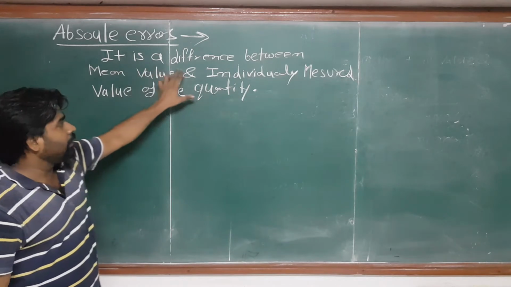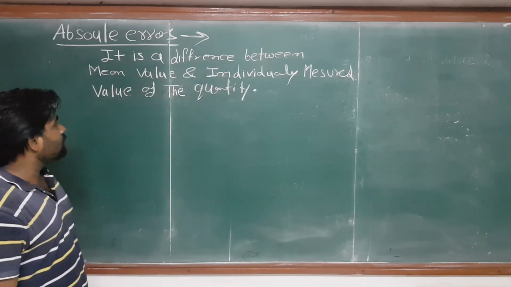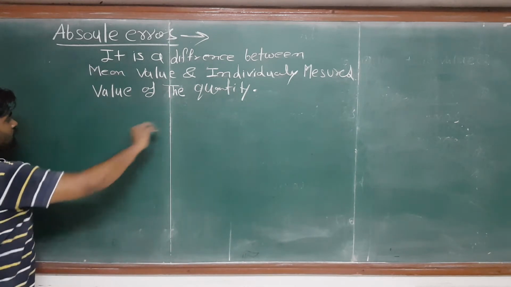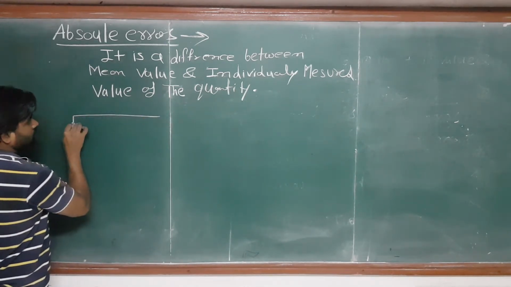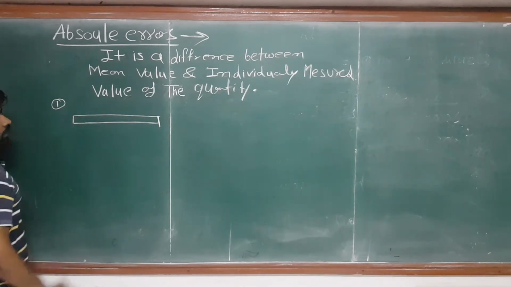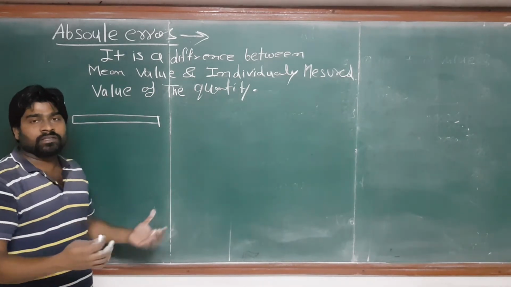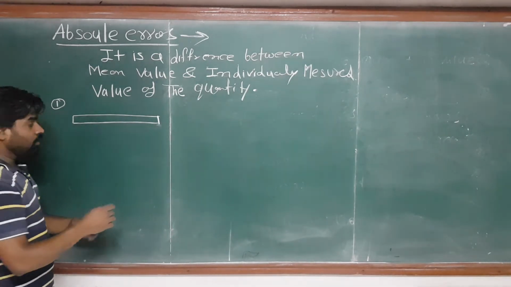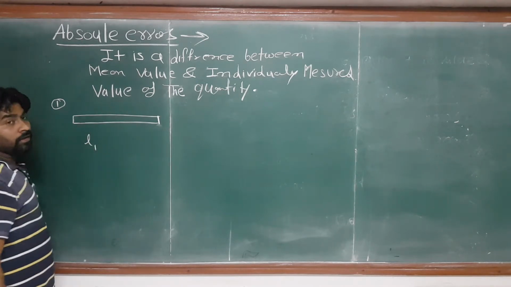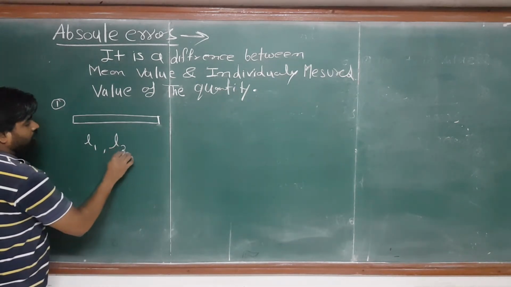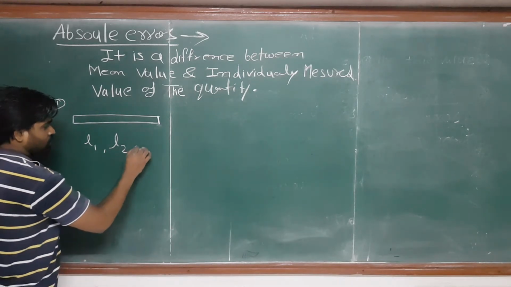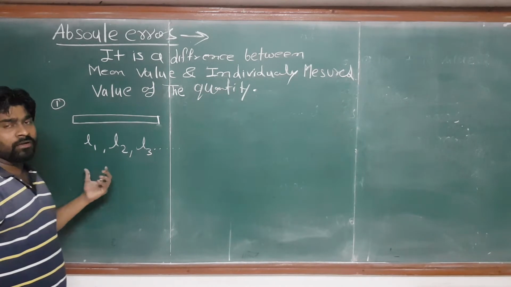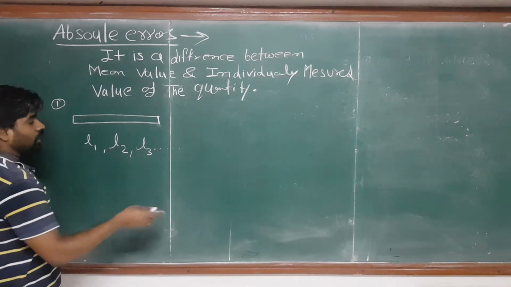The absolute error is the difference between the mean value and the individual measured value of the quantity. So this is its definition, but I am showing you with an example. Suppose we have a rod, and someone has told you to measure the length of this rod, and you measured it with an instrument. Suppose in one procedure you find the length is L1, in another procedure L2, and in the next L3, and so on. These are the experiments we did to find the length. L1, L2, L3 are the values.